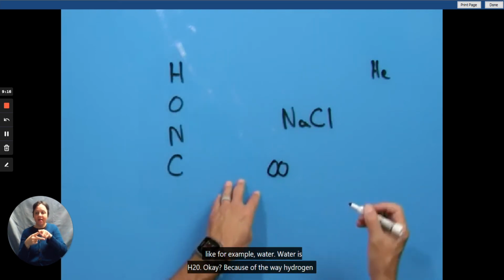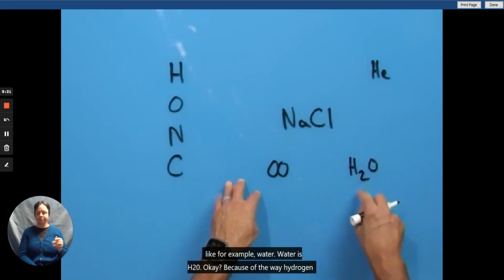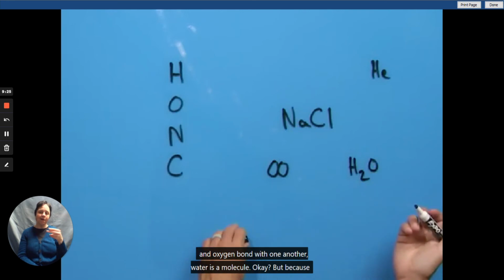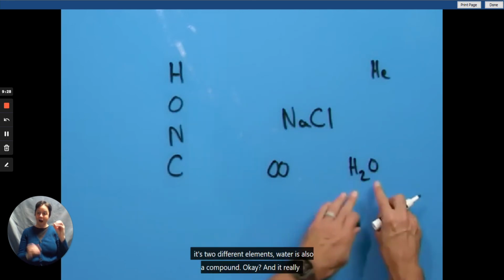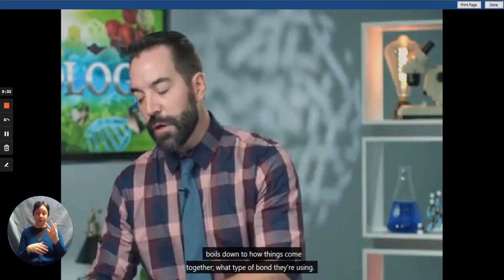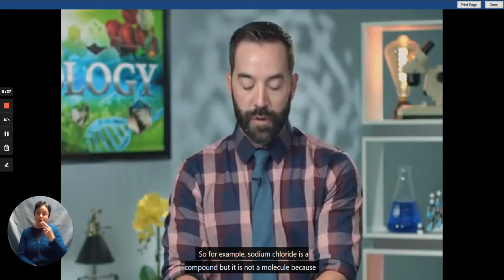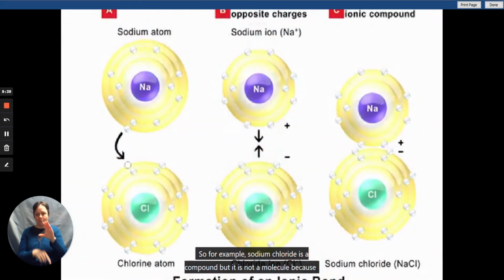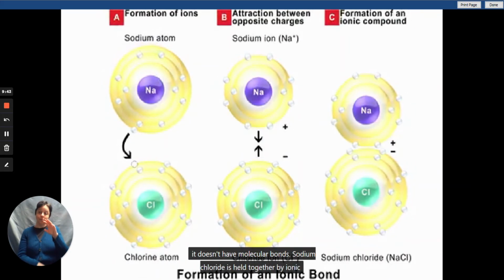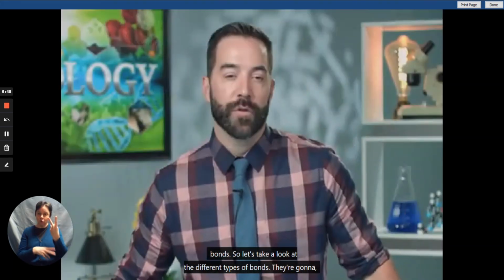And also, for example, water is H2O, okay? Because of the way hydrogen and oxygen bond with one another, water is a molecule, okay? But because it's two different elements, water is also a compound, okay? And it really boils down to how things come together, what type of bond they're using. So, for example, sodium chloride is a compound, but it is not a molecule because it doesn't have molecular bonds. Sodium chloride is held together by ionic bonds. So let's take a look at the different types of bonds.